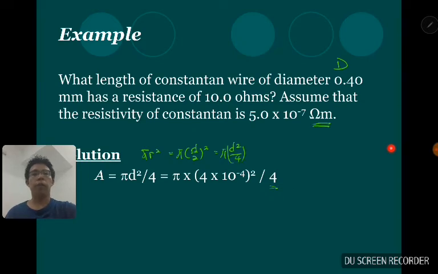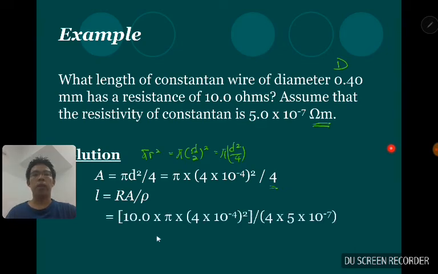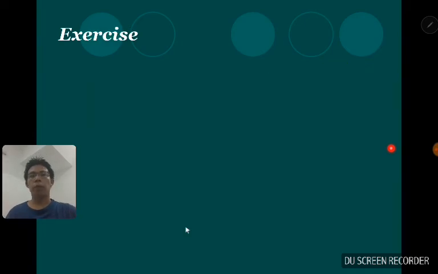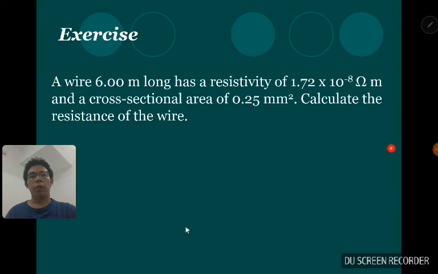Okay, let's move on. Once you got that area, now we have R equals rho L over A, and rearrange that, you get the L in front and you substitute the values in. You should be able to get the answer as 2.5 meter. Okay, one more. We have a length of wire 6 meter, that's the L, resistivity, that's the rho. Always identify the quantities in such a way. And the cross-sectional area is A, and look at the unit very carefully, it's in millimeter squared. Calculate the resistance of the wire.